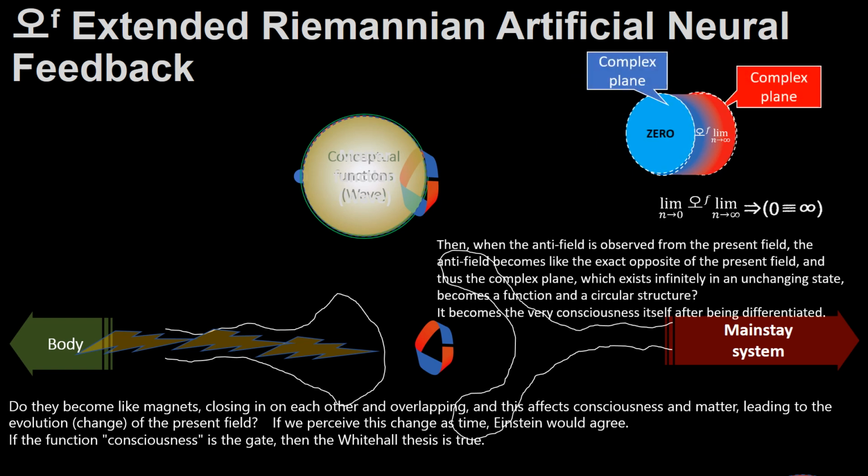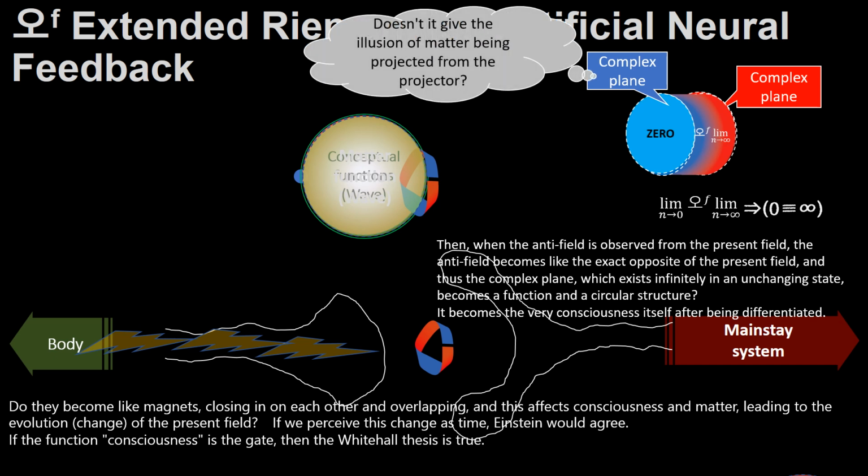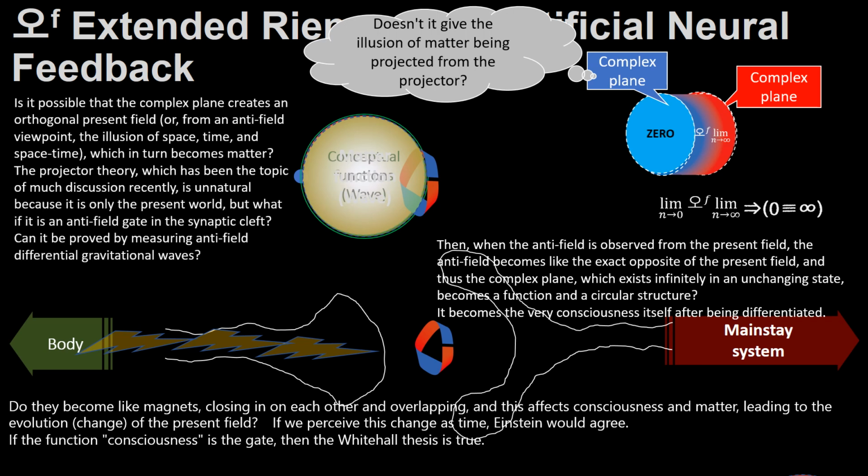Then, when the anti-field is observed from the present field, the anti-field becomes like the exact opposite of the present field, and thus the complex brain, which exists infinitely in an unchanging state, becomes a function and a circular structure. Is it possible that the complex brain creates an orthogonal present field, while from an anti-field viewpoint, the illusion of spacetime and spacetime in turn becomes matter?